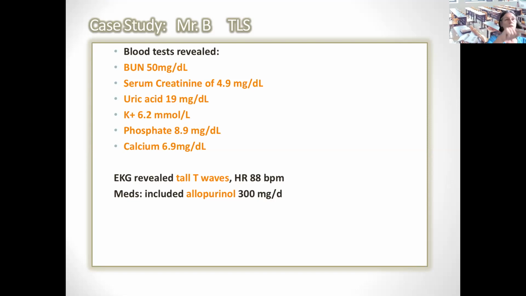On your EKG, you saw tall T waves. There were P, the QRS, and then the T. The T is the ventricular repolarization. Really tall T waves, that's indicative of hyperkalemia. Heart rate 88. Allopurinol, that's uric acid. Oh, I'm sorry. The med we're going to give is allopurinol. That's the treatment for hyperuricemia. So he was already taking that for gout or a prevention during the chemotherapy. Something happened, he needs more. He didn't get enough uric acid reduction.